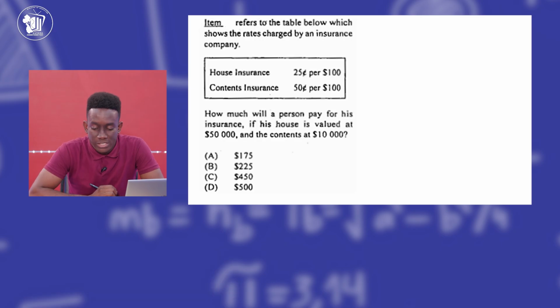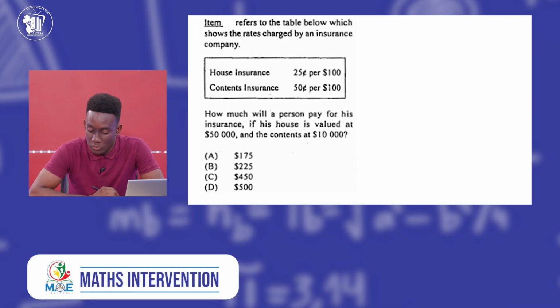So the next question says, the item refers to the table below, which shows the rate charged by an insurance company. So we see house insurance, it's 25 cents per 100. Contents insurance is 50 cents per every 100. So how much will a person pay for his insurance if his house is valued at 50,000 and the contents at 10,000.